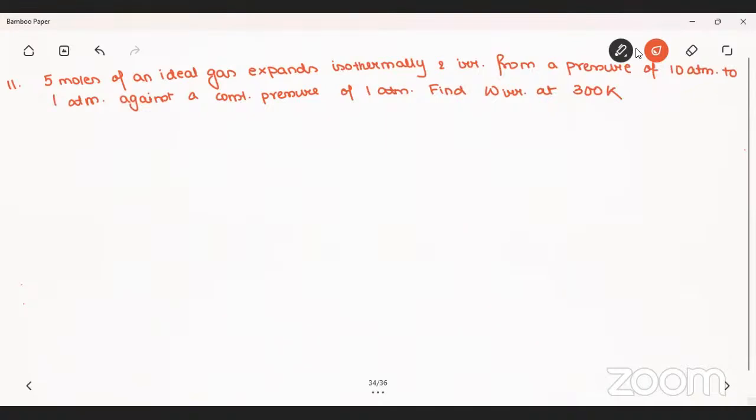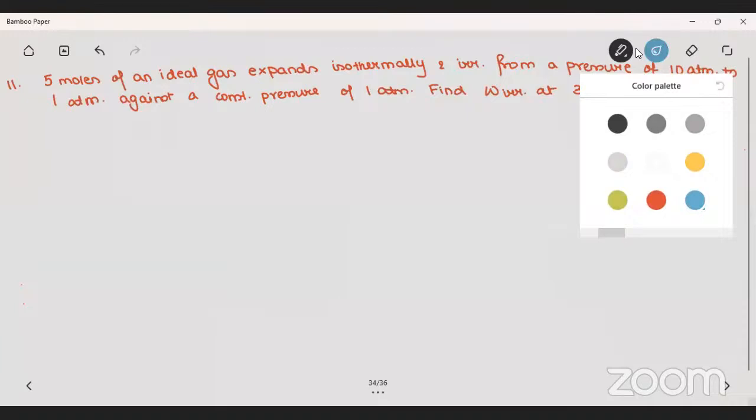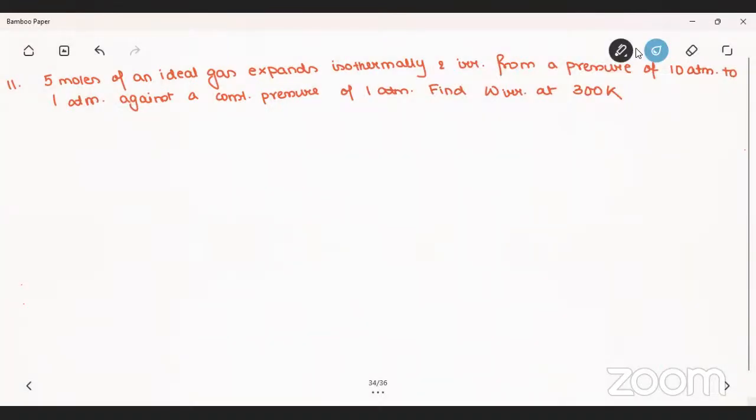Can you solve? Just tell me the formula you will use here. Minus P external nRT into 1 by P2 minus 1 by P1. Very good. If you continue like this, you will crack IIT. Now just put the formulas and solve. Okay, you can do it, everyone?